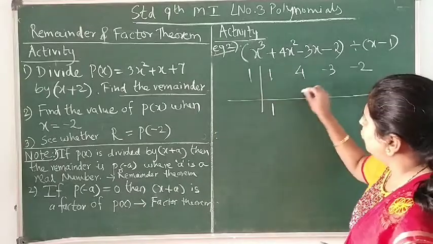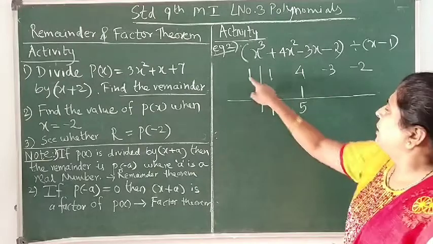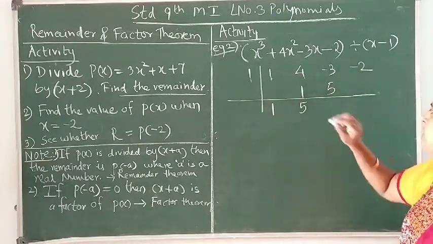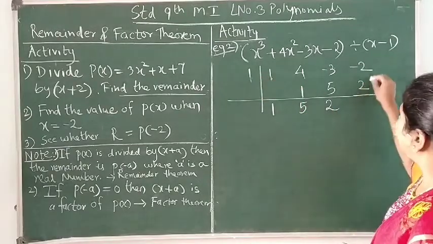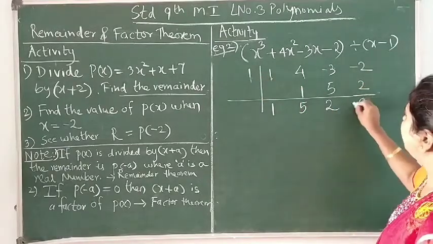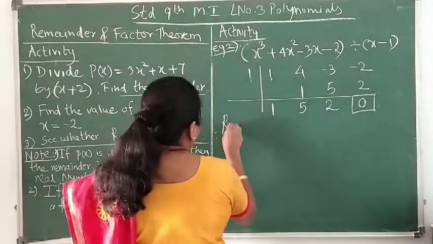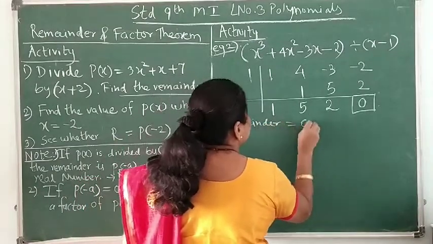Product of this 1 into 1 is 1. Take this addition, 4 plus 1, 5. 5 ones are 5. Now minus 3 plus 5, we get plus 2. Now 2 ones are 2. Copy down here. The addition of this is 0. So this is your remainder, here 0. So in the first step we found that the remainder is equal to 0.